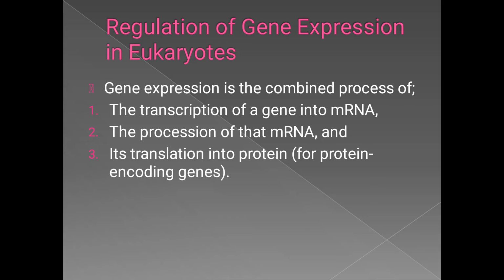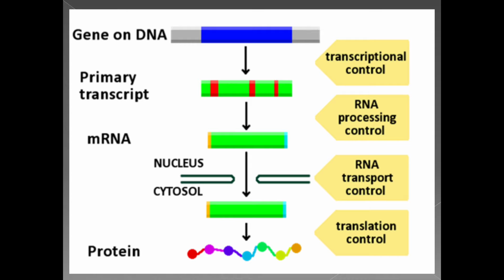Gene expression can be defined as the combined process of the transcription of a gene into mRNA, the processing of the mRNA, and translation into protein. So the main thing is that transcription happens, translation happens, and protein formation takes place. Here in this diagram you could see there's a gene in DNA which under transcriptional control we get our primary transcript, and then under RNA processing control we get our mRNA.